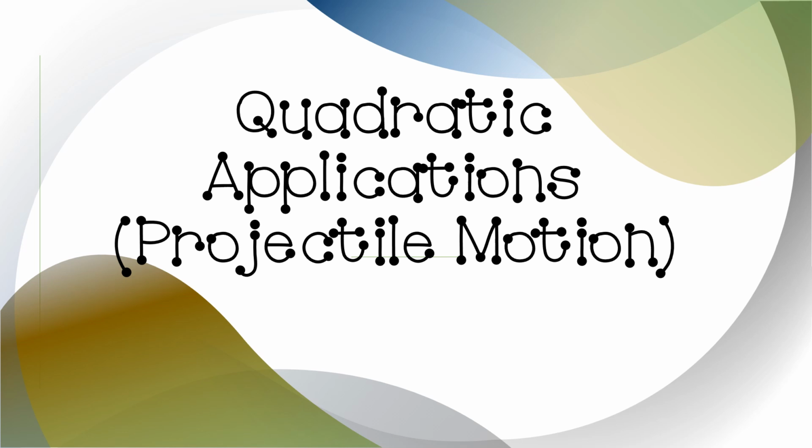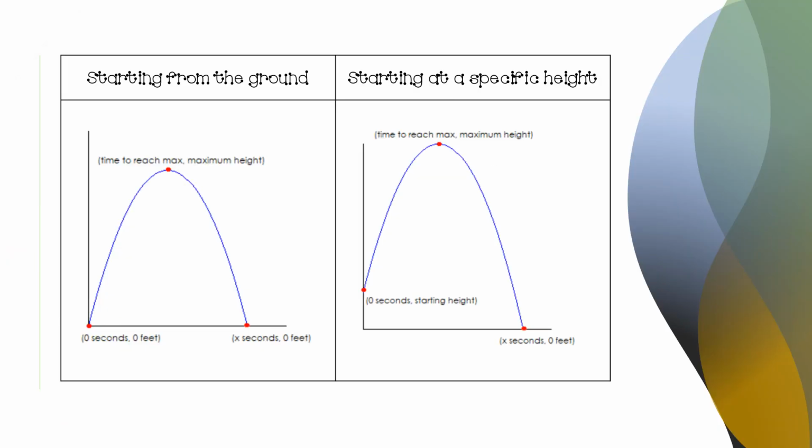This video is going to walk us through quadratic applications, specifically projectile motion. So projectile motion is if I throw something, kick something, launch something out of a cannon. What happens if you throw something into the air is gravity is going to pull it back down, and that creates a quadratic function. It creates a parabola. So we're going to look at different projectile motion questions today and then answer things about that function.